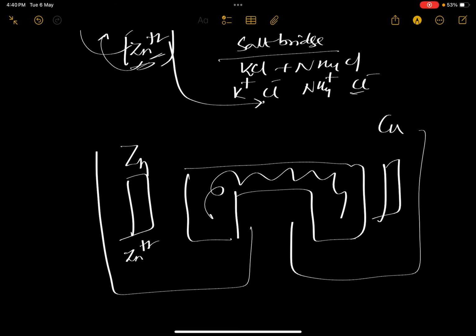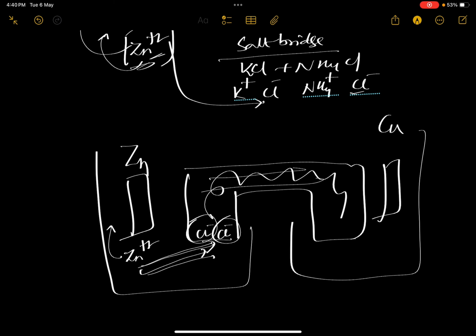Zinc plus 2 ions are coming here. Here Cl minus ions will be there. All these are attracting zinc plus 2 here. Got it? So zinc plus 2 ions should not go here. That's why we are attracting zinc plus 2 here by utilizing these chloride ions. This is the role of the salt bridge: stopping accumulation of ions. Clear? Chalo.